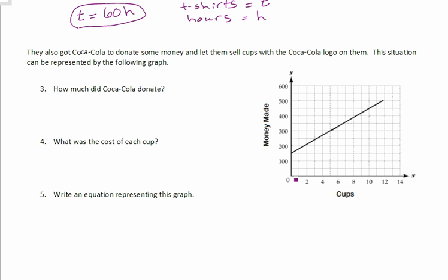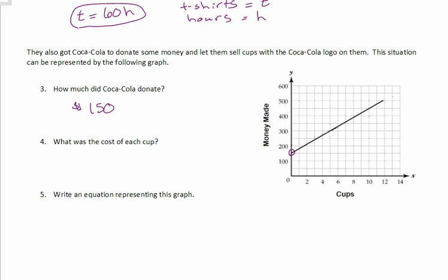Okay, looking at this, if we had 0 cups, it looks like we were already at $150. So this y-intercept is going to tell us how much they donated. They donated $150. Okay, and again, how do we know that? Because we're interpreting this graph and saying 0 cups, we still have 150 bucks, or we already have 150 bucks in our pocket.